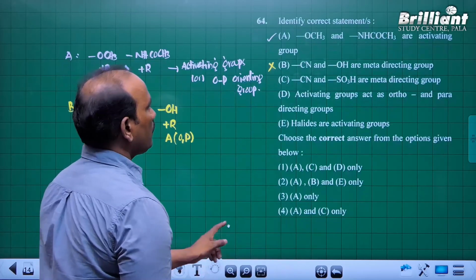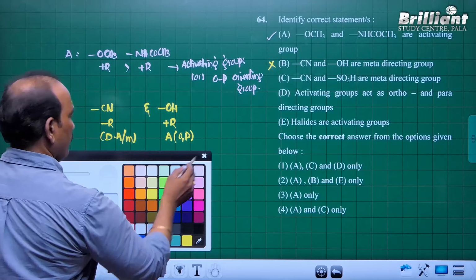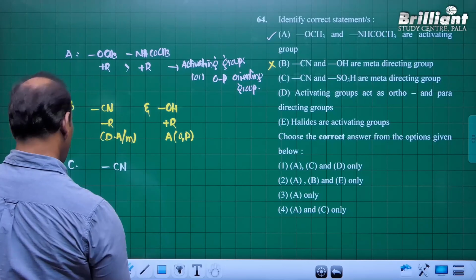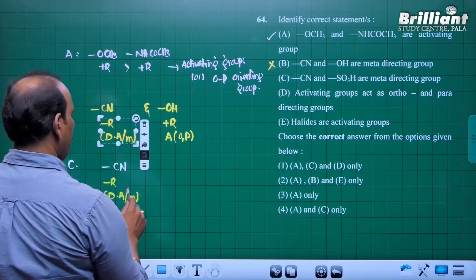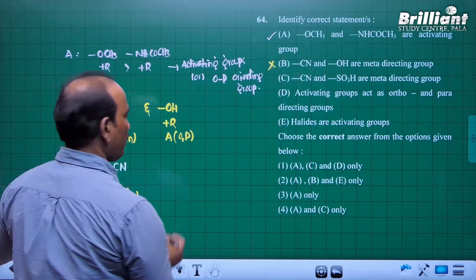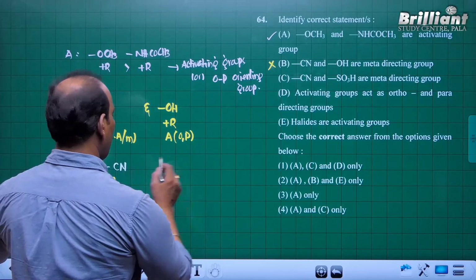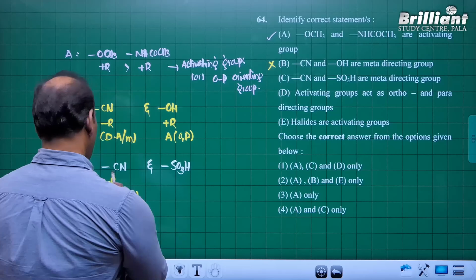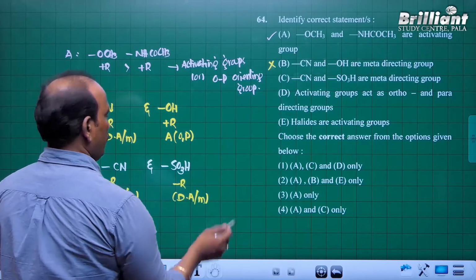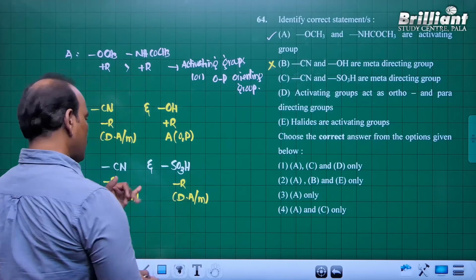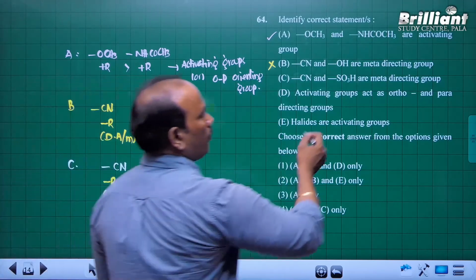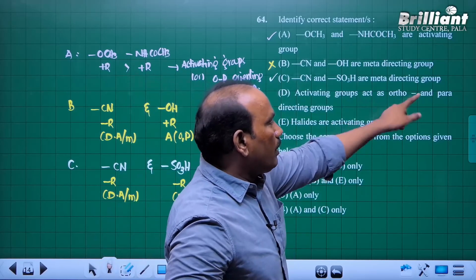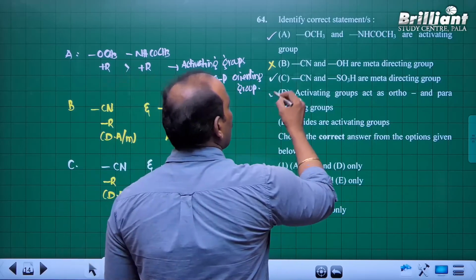Now here third one, C: CN is minus R or minus M, deactivating group, meta orienter, and SO3H also the same. Okay na, in this one cyanide is greater than SO3H, so this is correct. Next one, activating groups act as orthopara orienting group, this also is correct.